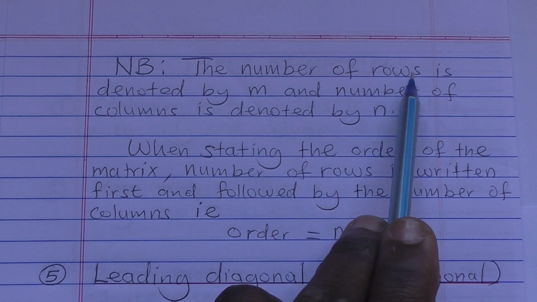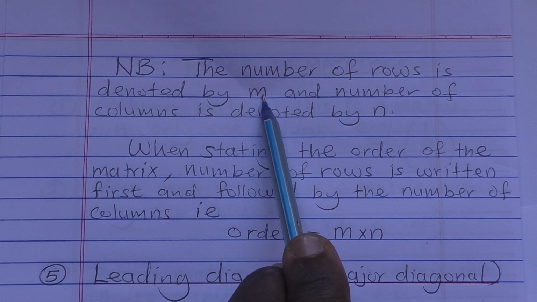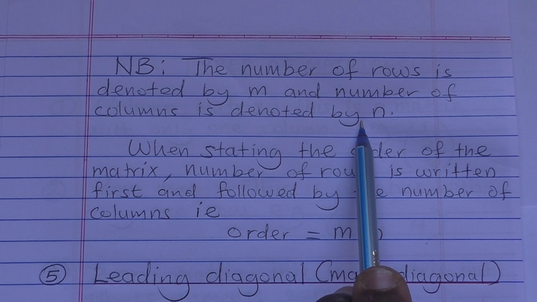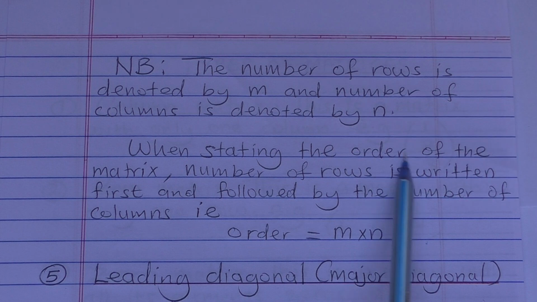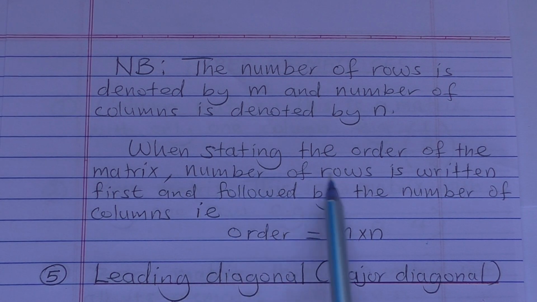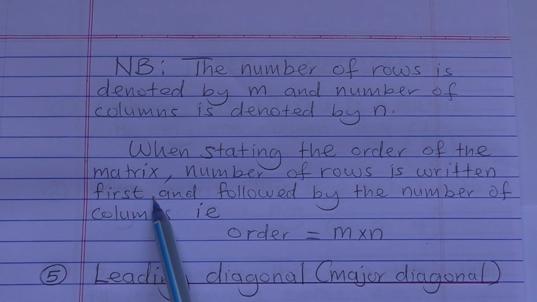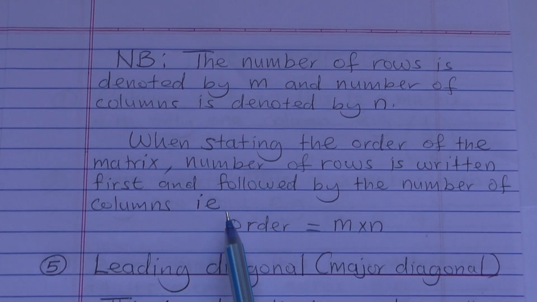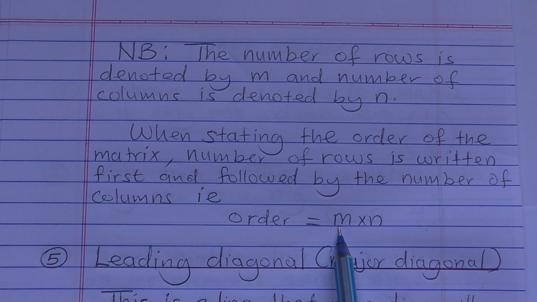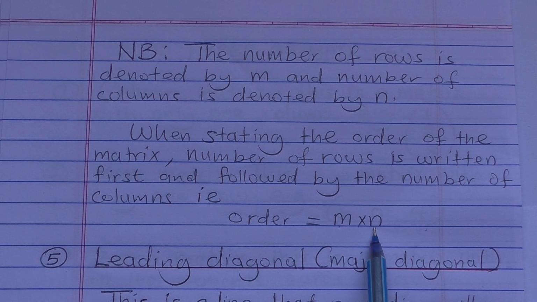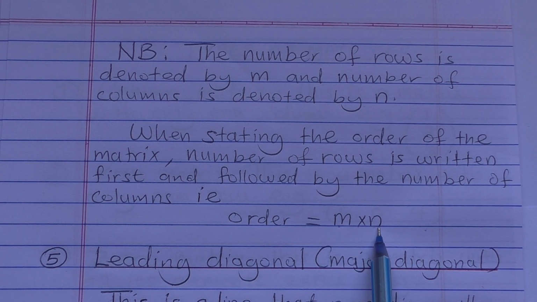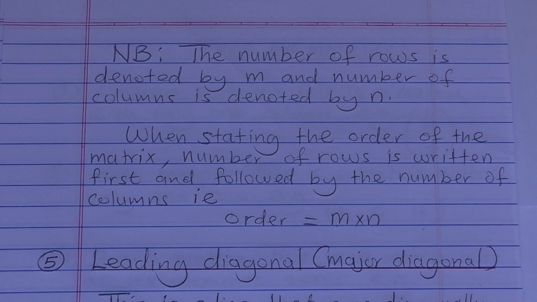The number of rows is denoted by M, and the number of columns denoted by N. So when stating the order of a matrix, the number of rows is written first, followed by the number of columns, i.e. we write M, which shows the number of rows, times N, which shows the number of columns. So it is number of rows times number of columns to give us the order of a matrix.